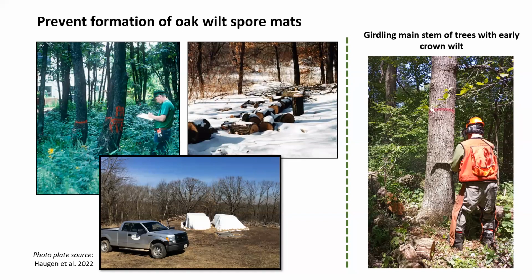And if you do this early, it leads to the tree sapwood drying down quickly, and we would not see oak wilt spore mats forming on that tree in the next spring during the high hazard period. And that's because, it's been shown back in the 1950s, that mats form when the sapwood of the red oak is between 37 and 45% moisture content.